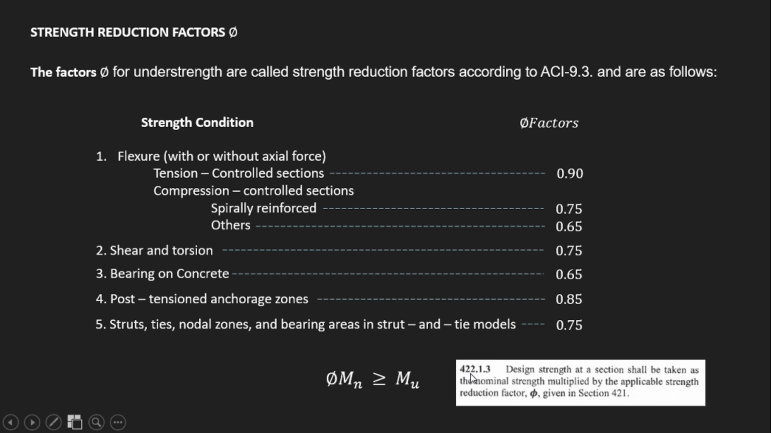So for section 22.2.1.3, the design strength, kasi yung design strength, ito na yun, na strength reduction factor times Mn, and at the section shall be taken as the nominal strength multiplied by the applicable strength reduction factor phi, and is given in section 21.